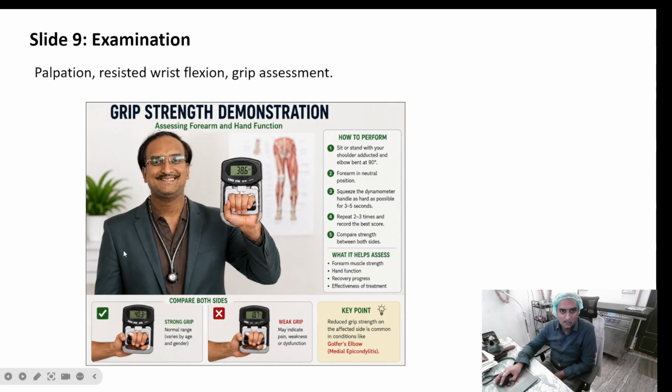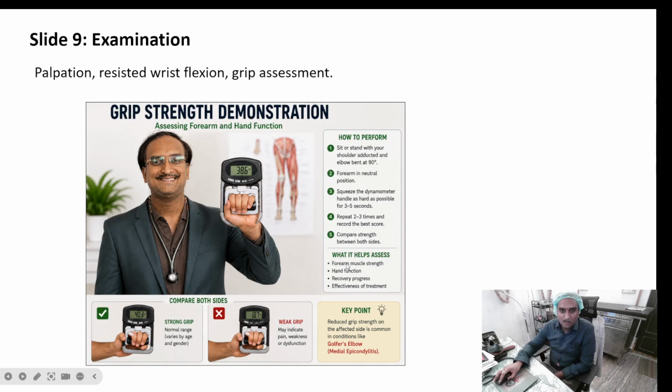So I have shown you the grip strength demonstration. Resisted wrist flexion is in another slide. So assessing forearm and hand flexion. This is the dynamometer. Sit or stand with your shoulder erect and elbow at 90 degrees. Forearm in neutral position. Squeeze the dynamometer handle as hard as possible for 3 to 5 seconds only. Repeat 2 to 3 times and record the best score. Compare strength between both sides.